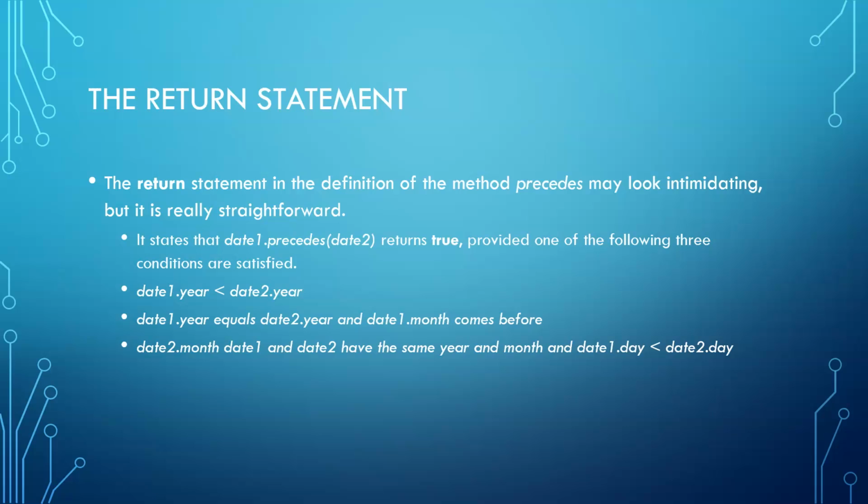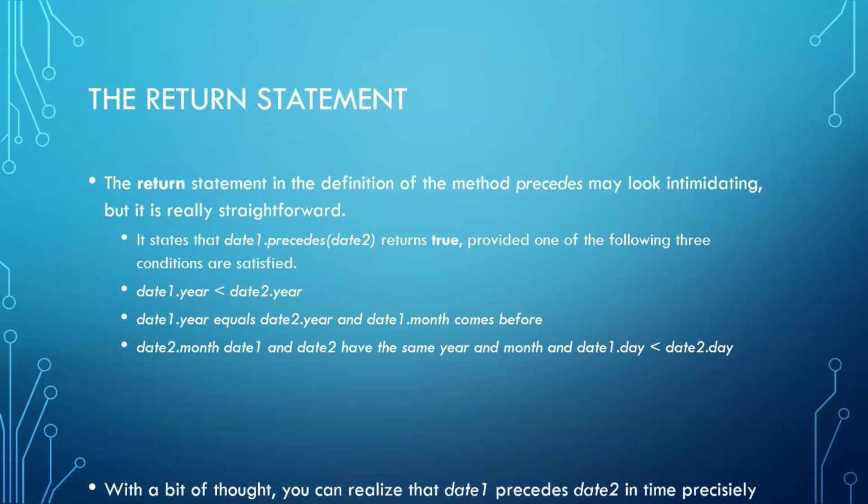Now, the return statement in the definition of method precedes might look a little intimidating. It was pretty large, if you remember. But if you think about it, it's kind of straightforward. It simply states that date1.precedes(date2) will return true, provided one of the following three conditions is satisfied: date1.year is less than date2.year; date1.year equals date2.year and date1.month comes before date2.month; or date1 and date2 have the same month and year, and date1.day is less than date2.day. Whew, that's a mouthful, isn't it?